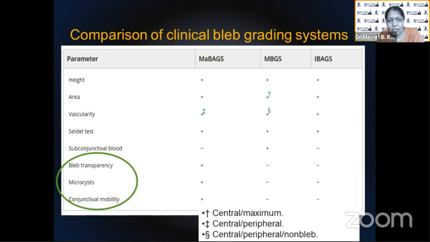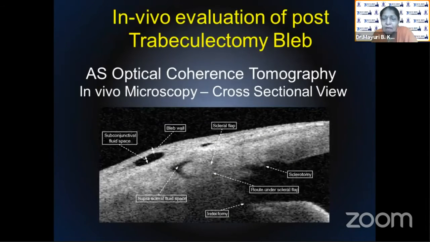If we compare all three, then the MABEX classification will give you not only the bleb transparency, but also microcyst evaluation and conjunctival mobility in the area of the bleb. But all these may not be possible in all patients. You cannot predict who will fail and who will be successful. So with the help of imaging, in vivo evaluation of the post-trabeculectomy bleb is possible.